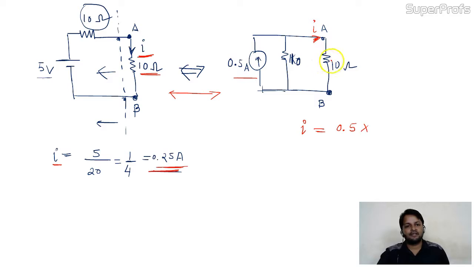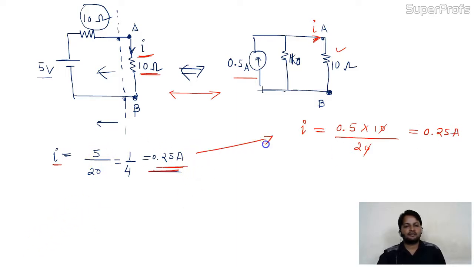Multiply with the opposite branch resistance. Tell me the opposite branch resistance. We are going to calculate I in 10 ohm. The opposite branch resistance is given as 10 ohm. Divide by the summation of the resistances, 10 plus 10, 20. Cancel. So I is nothing but 0.25 ampere. See, in both cases the current is the same. So that's why we are calling these equivalent transformations.